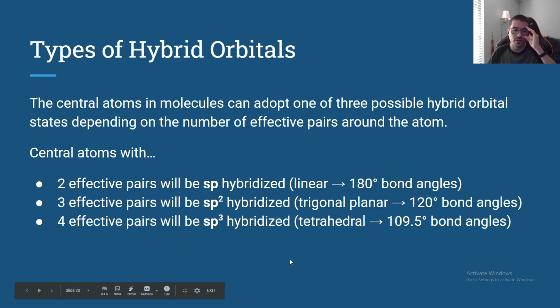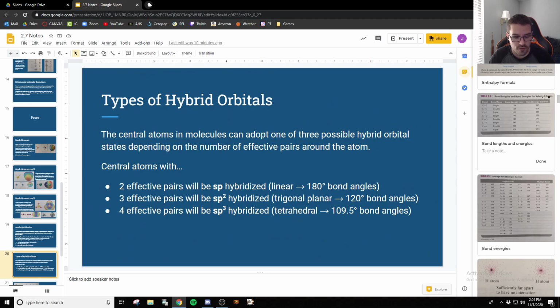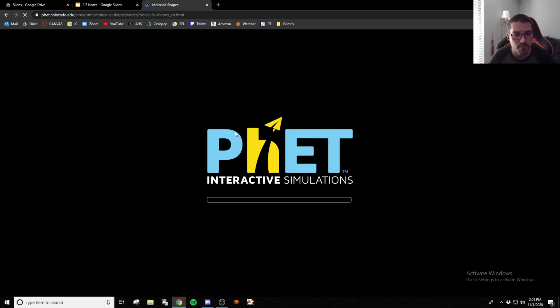All right, so first of all, the names and types of hybrid orbitals. Basically, there are 3 types of hybrid orbitals that are potentially going to be assessed on the AP exam: sp orbitals, sp2 orbitals, and sp3 orbitals. These 3 cases occur depending on the number of effective pairs around the central atom, okay? So 2 effective pairs, sp hybridization, would be a case, let's see, can I get that simulation back up here?